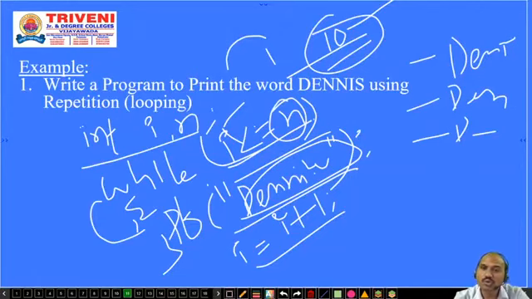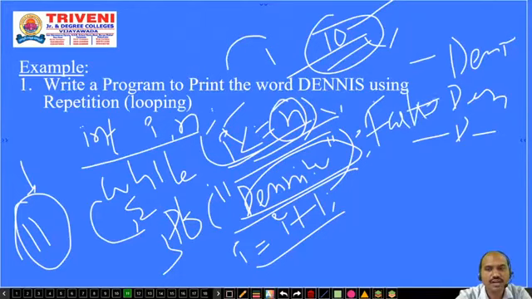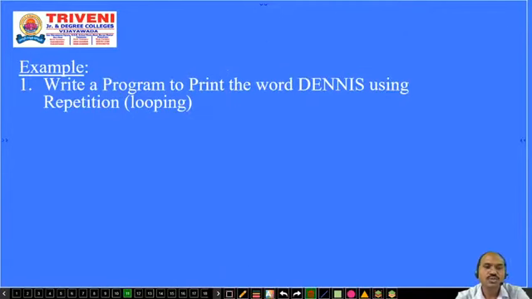After the 10th time, we go to the 11th time. On entering the 11th time, the condition will be false. So we exit the loop. The loop will be exited. So this is the program for printing Dennis using repetition.